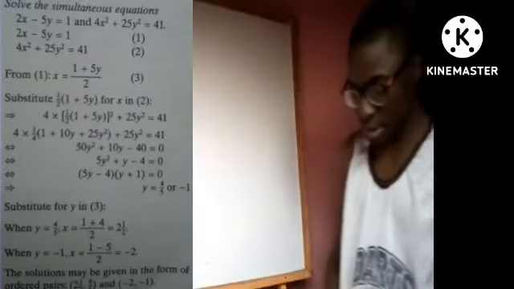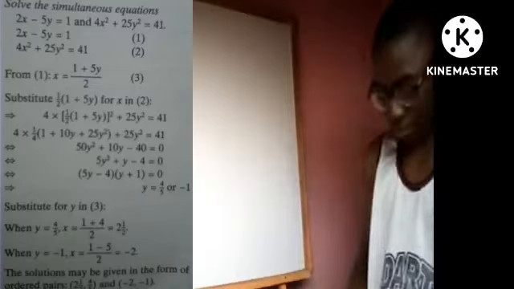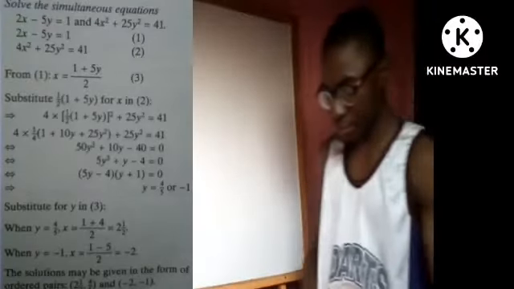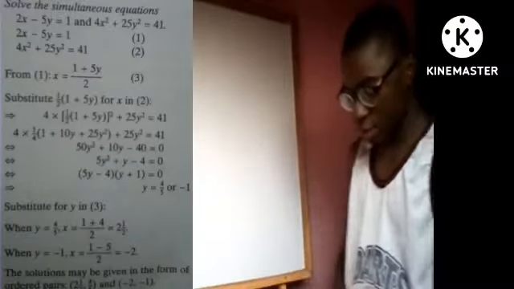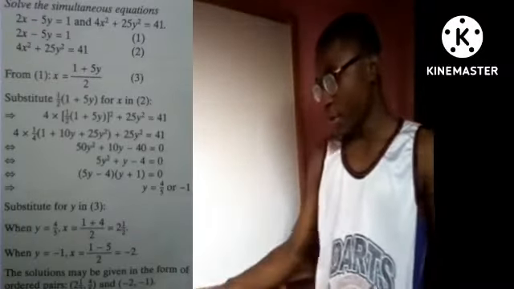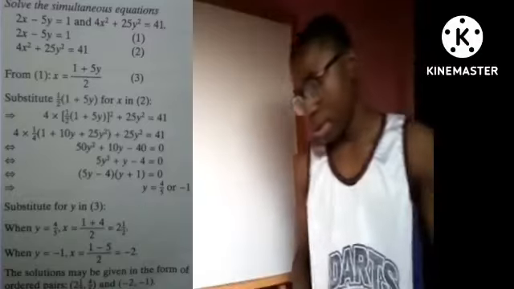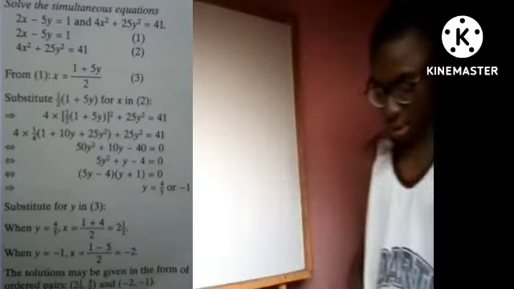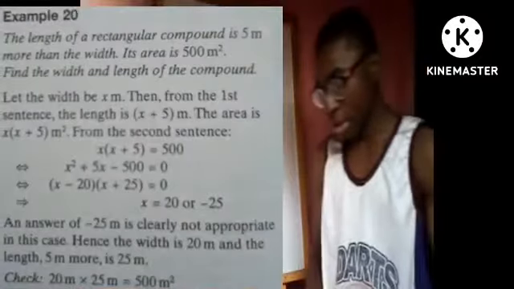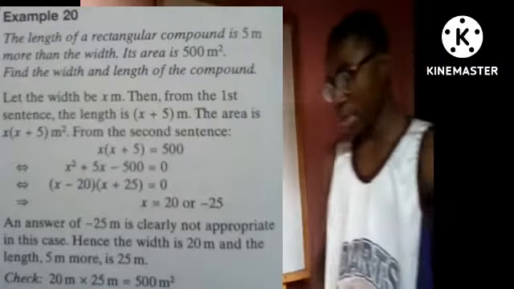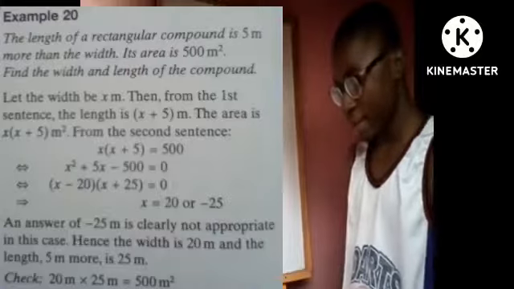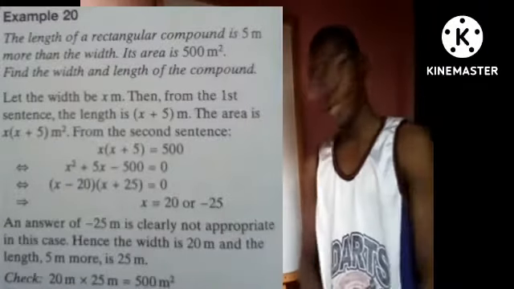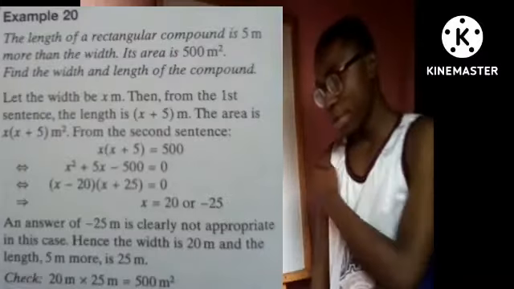Now let's move on to the next question in this episode, and that will be on word problems. So let's solve word problems now. We'll be dealing with a particular question, which is example 20. We are told that the length of a rectangular compound is 5 meters more than the width. We are also told that its area is 500 meters square. Find the width and length of the compound.